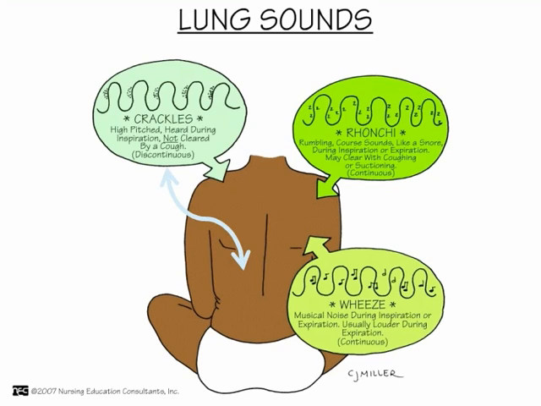Rhonchi are more of a bubbly sound that's heard throughout inspiration and throughout expiration. That's in the upper airways, caused by secretions in those airways. Then we have wheezing. Wheezing is a high-pitched musical sound that occurs usually first on expiration, because the airways are smaller during expiration, and then later on inspiration as the disease process progresses.